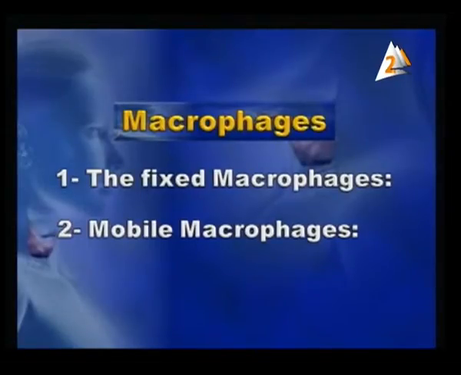The second type, mobile macrophages, pass on the information collected about microbes and foreign particles to the specialized immune cells found in lymph nodes scattered in different body parts. These immune cells prepare suitable defense mechanisms, such as antibodies and specific types of killer cells that deal with these microbes.